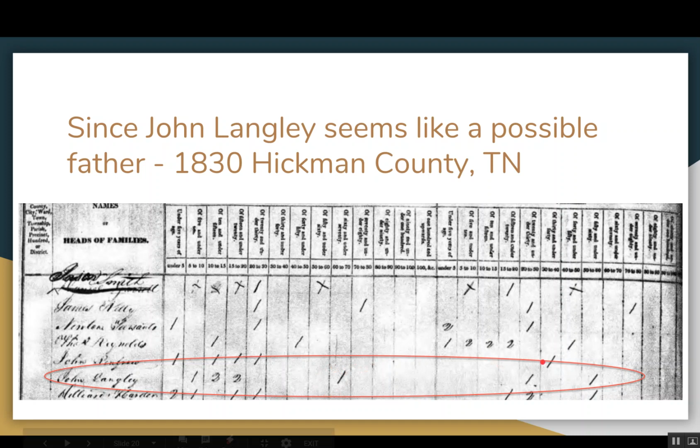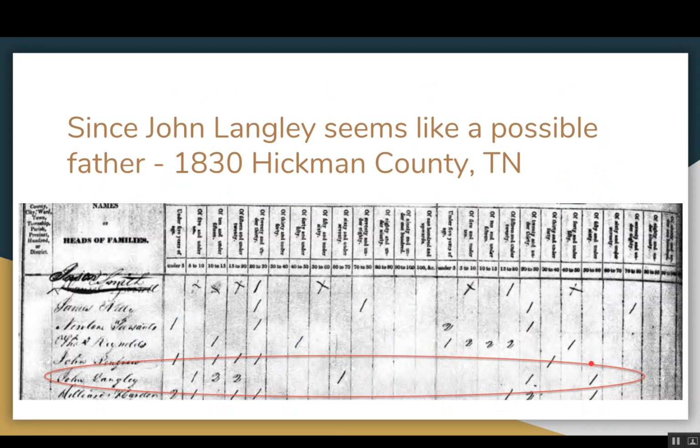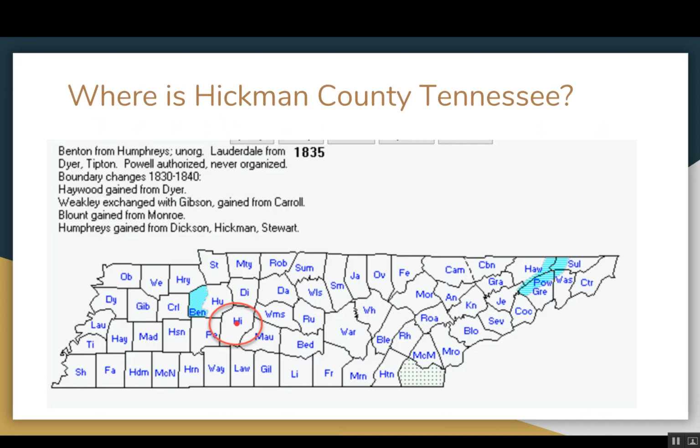And then there's also, that's 60 and under 70. That's what I was thinking after that. And then there's also a female, 50 and under 60. And so let me go back. This is Hickman County, Tennessee. So this one, Alfred could be right here with John Langley in Hickman County, Tennessee.